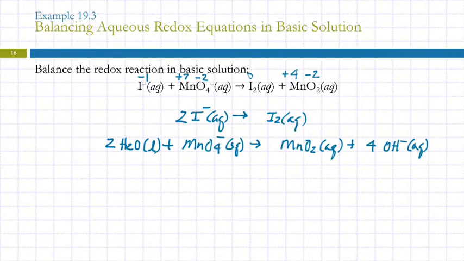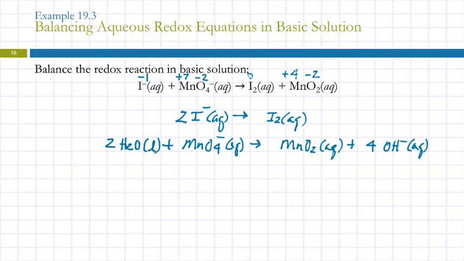So that was a lot of fiddling around. Let's make sure that it's balanced. I've got 4 hydrogens on this side and 4 hydrogens on that side. 1 manganese, 4 plus 2, 6 oxygens there. 2 plus 4, 6 oxygens there. So it's still balanced for mass.